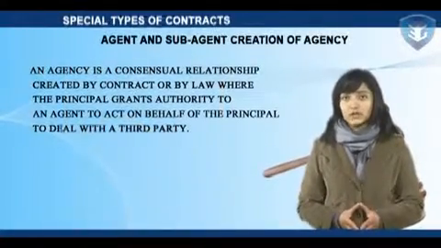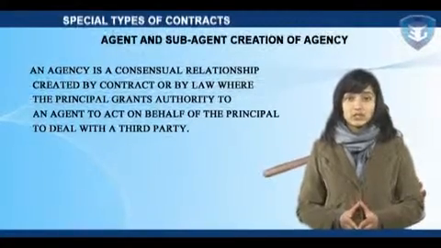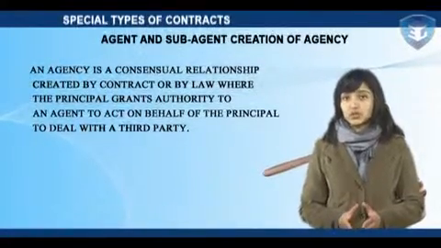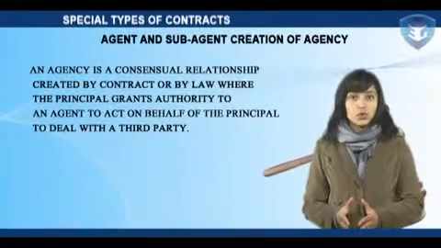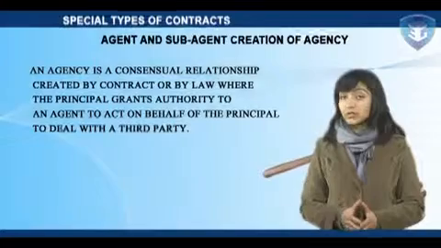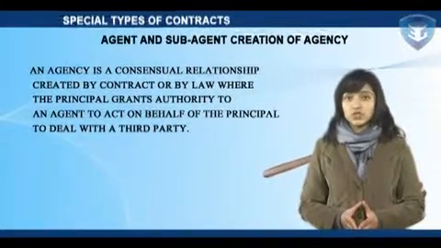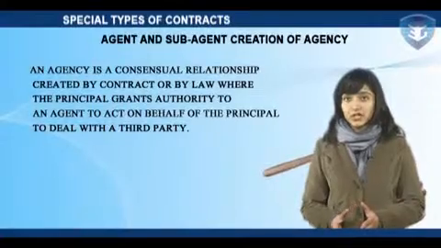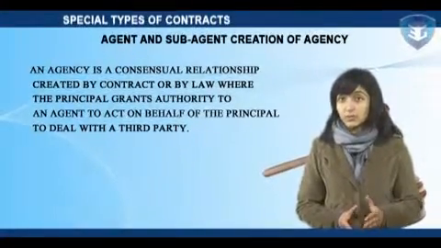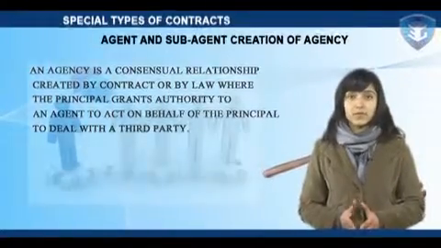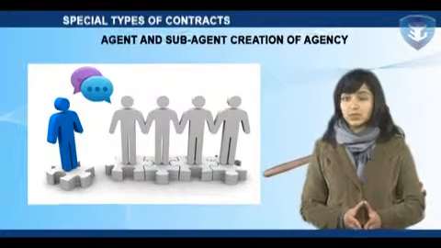Let's now talk about the agent and sub-agent, creation of agency. An agency is a consensual relationship created by contract or by law where the principal grants authority to an agent to act on behalf of the principal to deal with a third party. An agency relationship is fiduciary in nature, and the acts and words of an agent exchanged with a third party bind the principal. However, a principal can be a party if he or she becomes a surety.